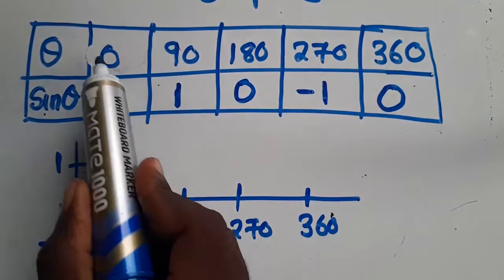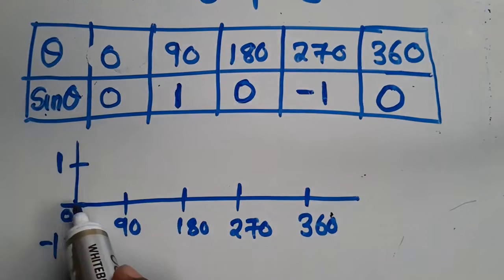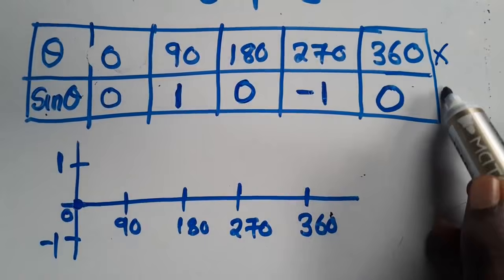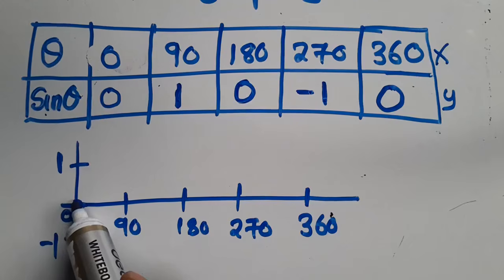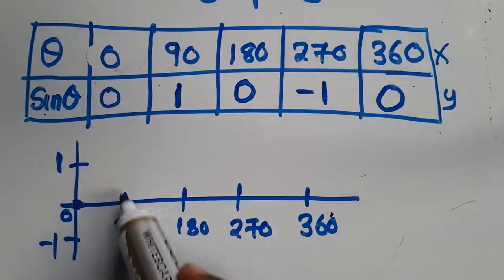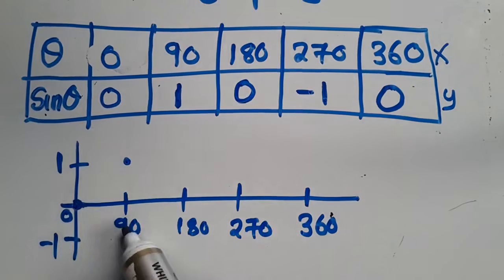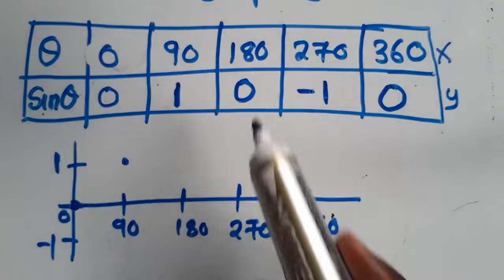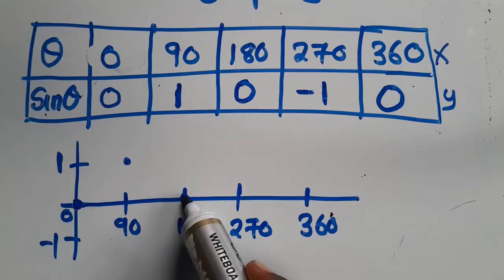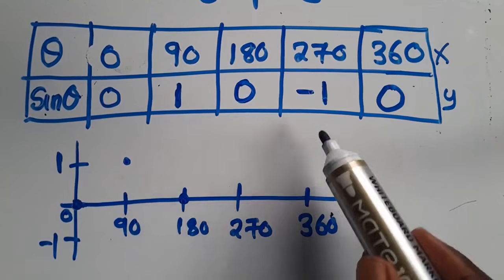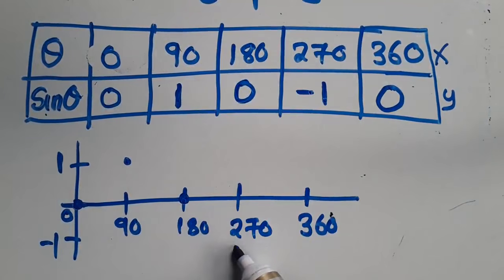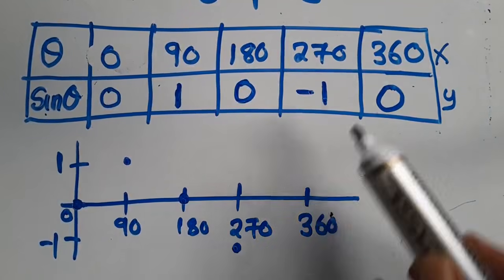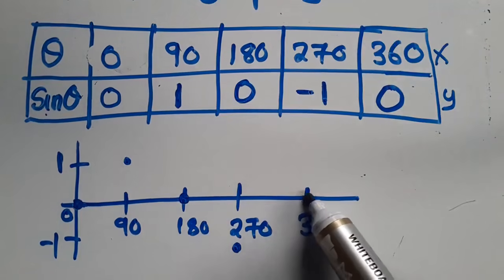The first coordinate is what? 0, 0. Where is 0, 0? 0, 0 is here. You know that this is the x-axis, this is the y-axis. So 0, 0 is here. 90, 1 is there. 180, 0 is just here. 270, -1 there. 360, 0 is just there.